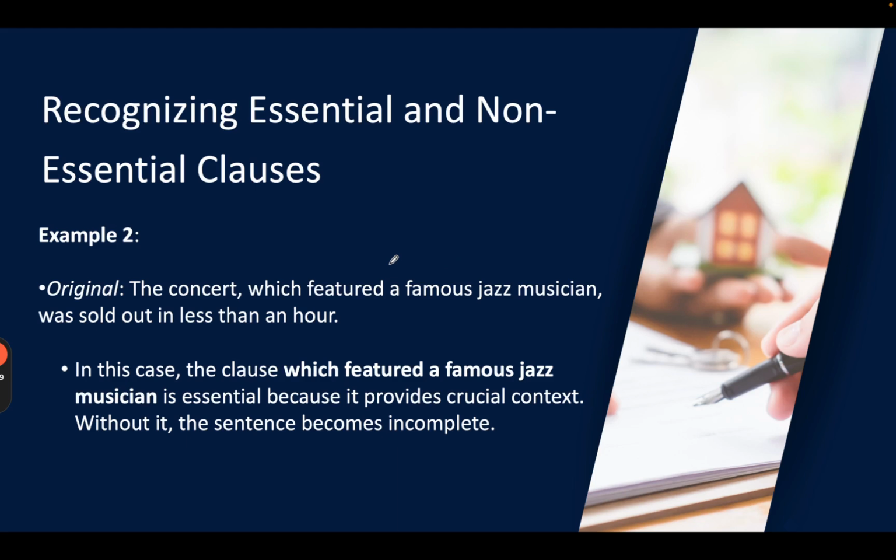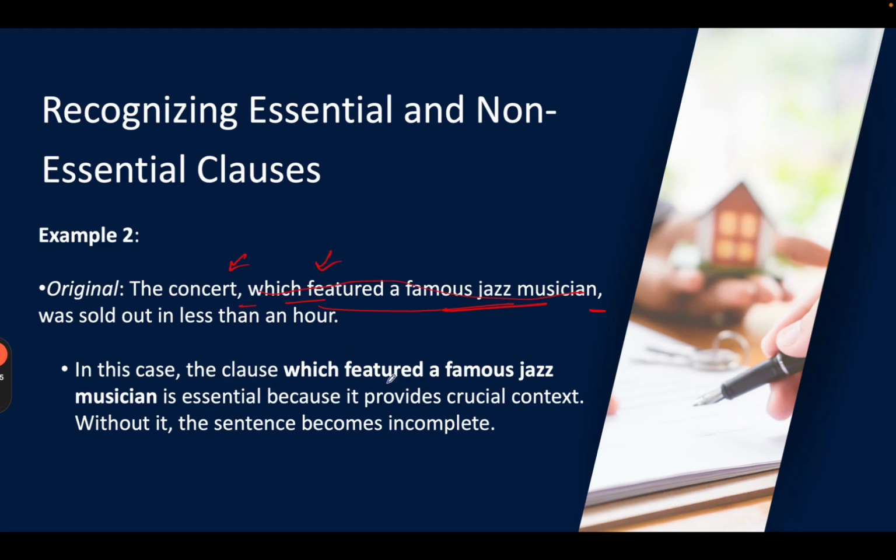Let's look at another example. The concert, which featured a famous jazz musician, was sold out in less than an hour. Now, let's simply remove this bit. What am I left with? The concert was sold out in less than an hour. Grammatically, it's correct, yes, but am I still getting the same meaning out of this sentence? I'm talking about a particular concert, right? The one that featured a famous jazz musician. I'm talking about that particular concert. So, this information is important for the sentence. This information is important to convey which concert I'm referring to. So, this is not non-essential over here, this is essential.